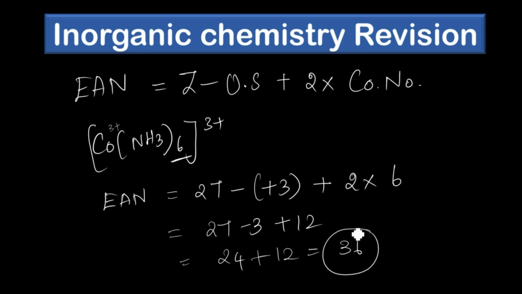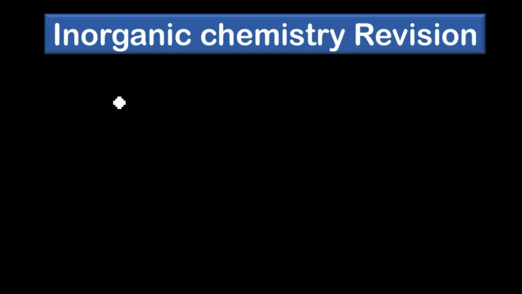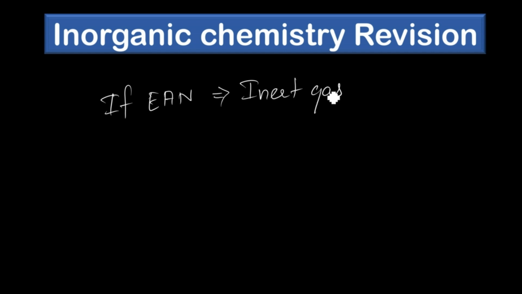Why do we have to find the EAN? If the EAN is equal to the atomic number of an inert gas, like krypton or xenon, mostly argon will not come, then the complex will be stable. The EAN we got is 36, which corresponds to krypton. So according to Sidgwick, the complex will be stable. That's why we are finding the EAN.